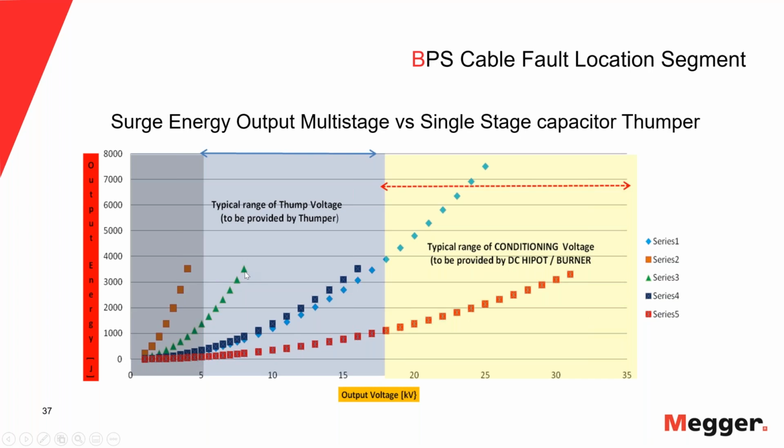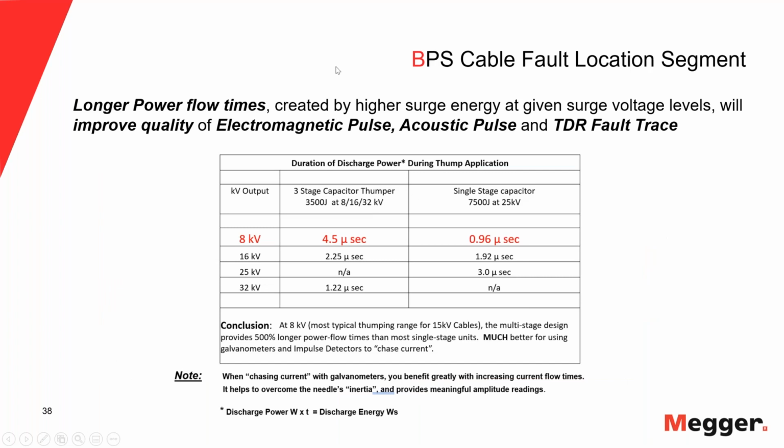And what does that energy really do? More energy typically makes a louder bang, gives you a better fault image if you can do arc reflection, and it also gives you a better indication on your galvanometer. It gives you more of a tick. And why does it give you more of a tick? The energy, you can say, is the same, but why does it make a difference whether I have 3,500 joules at 16 kV or 3,500 joules at, in this case, 4 kV? Because when you go to the next slide, that explains it.